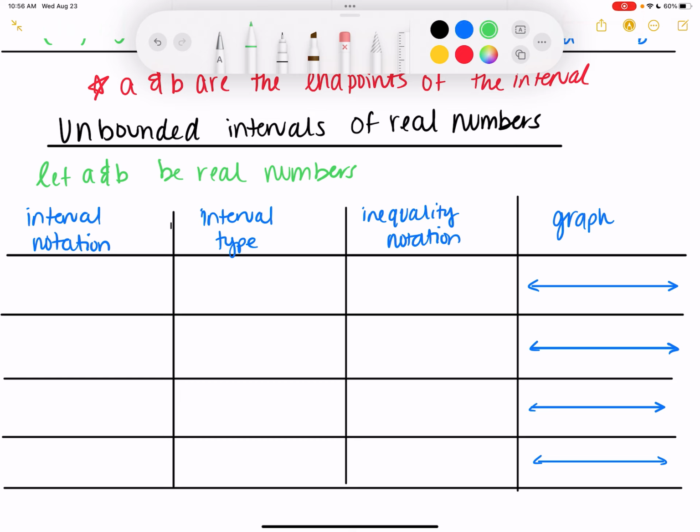All right, so the first one is going to be closed interval from A to infinity. And this type of interval is closed. Okay, I know it's a little confusing because it has infinity, but because it has the bracket and these are unbounded, it is closed because it's closed on the one end. And the inequality notation for this is x is greater than or equal to a. So we only have a on our graph this time, and it's a bracket going towards infinity.